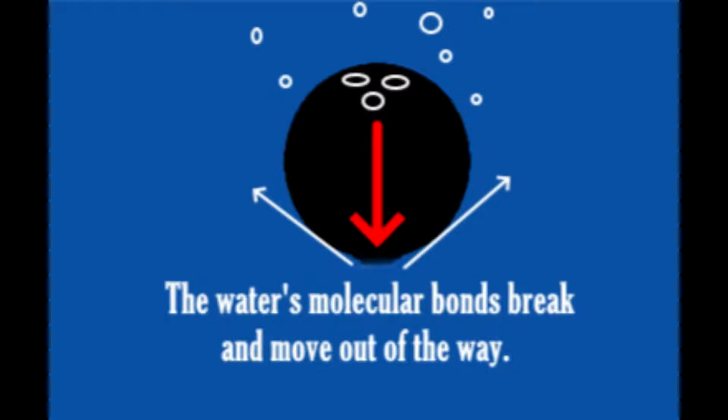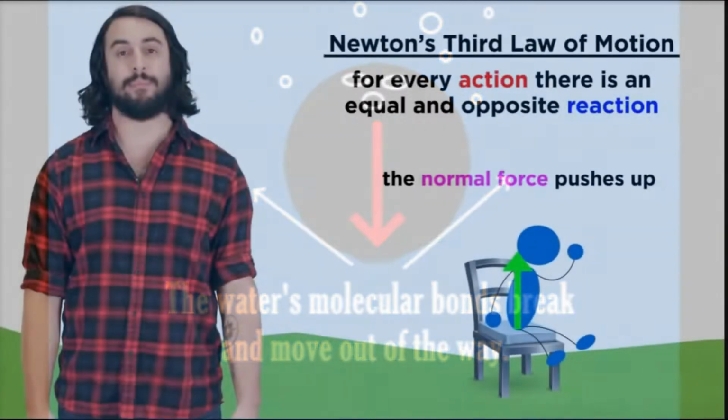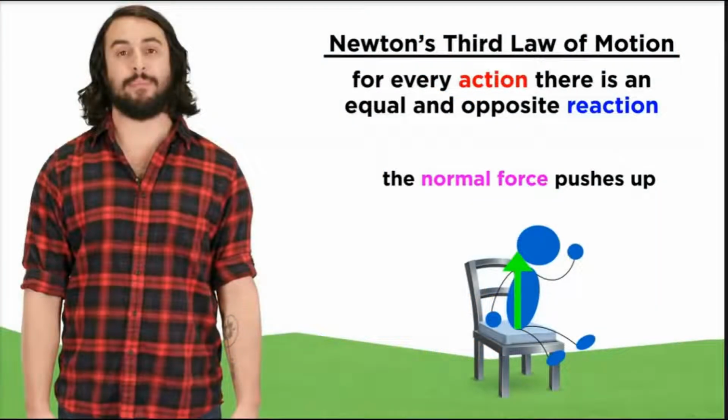If those bonds were weaker, like they are with water, the molecular bonds that hold the table together would break and the ball would fall right through. The same thing happens with your chair. If the molecular bonds that hold the chair together were weaker, you would fall right through. Your upward reaction force, or normal force, is simply an illusion.